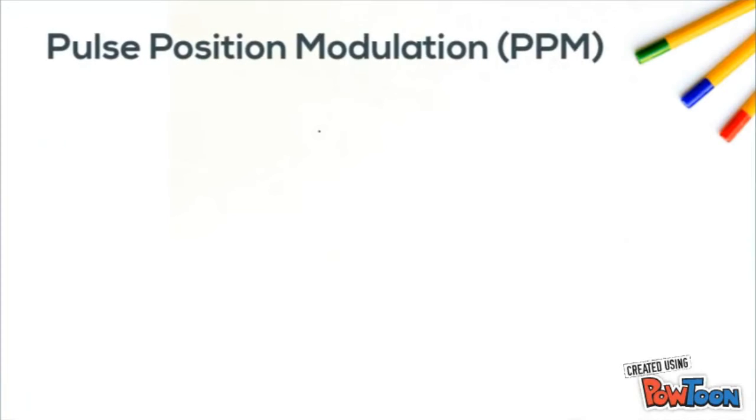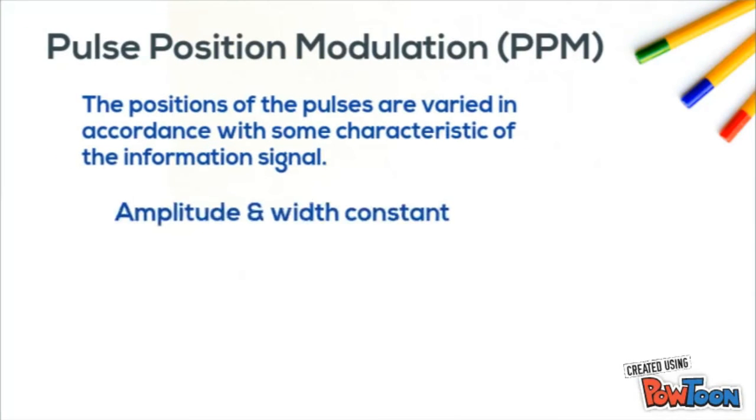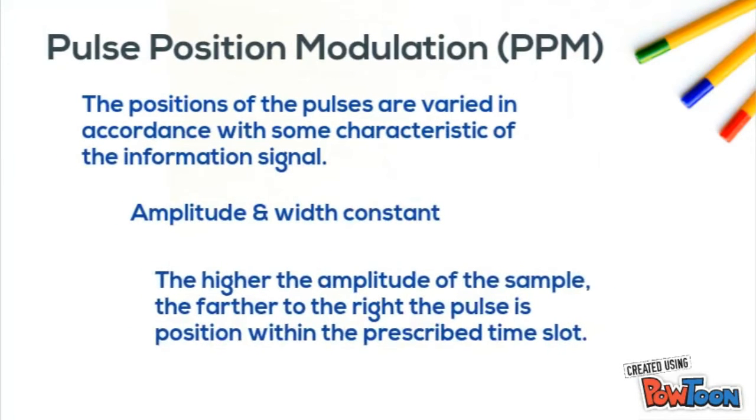The third modulation is pulse position modulation (PPM). The position of the pulse is varied in accordance with some characteristic of the information signal. Amplitude and width are constant. The higher the amplitude of the sample, the farther to the right the pulse is positioned within the time slot.